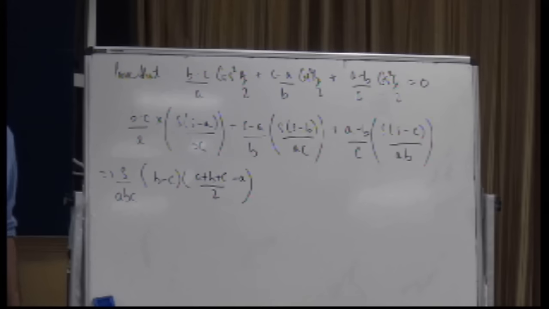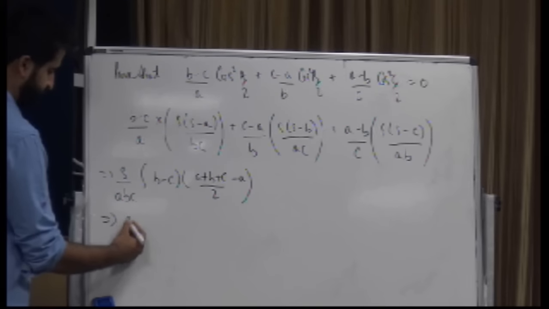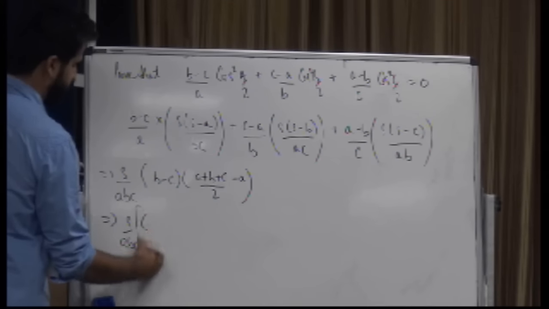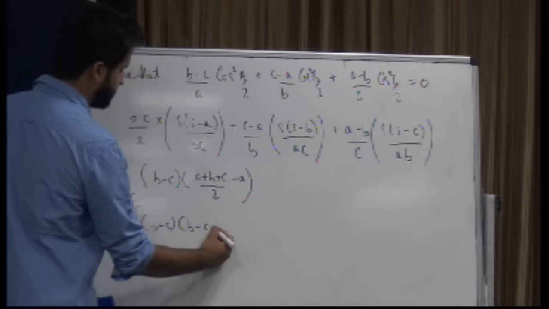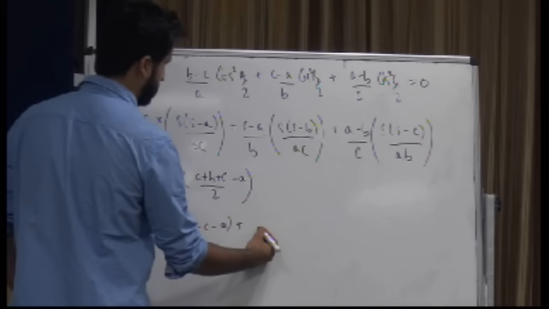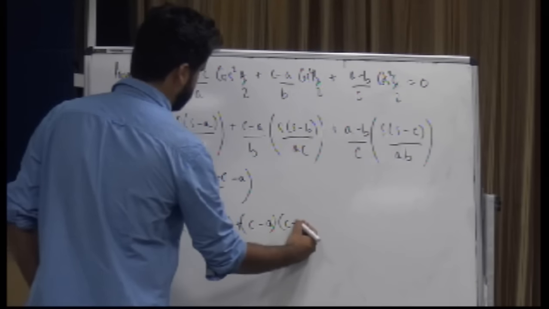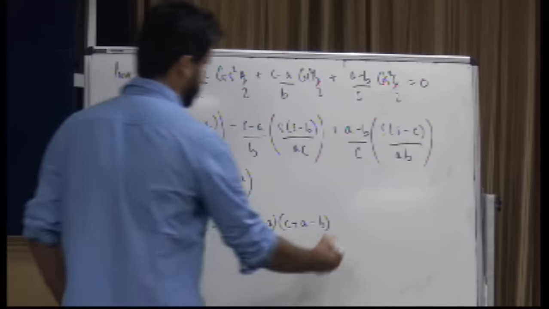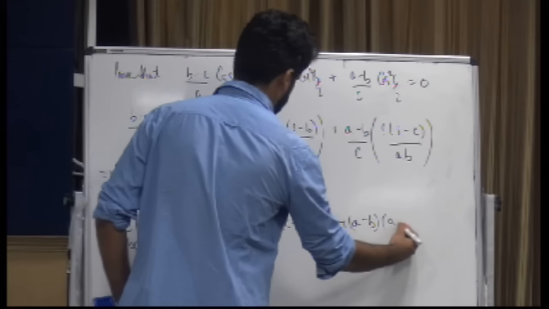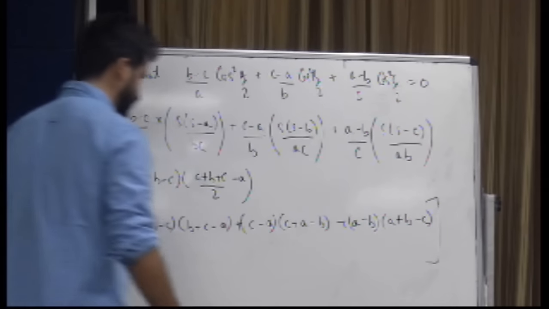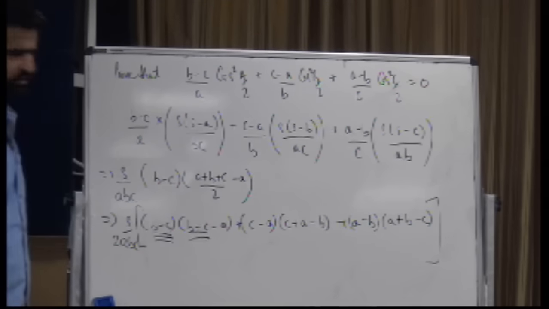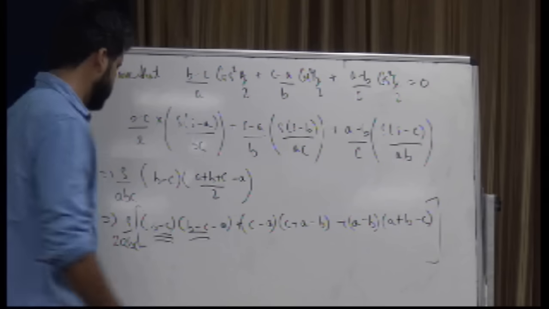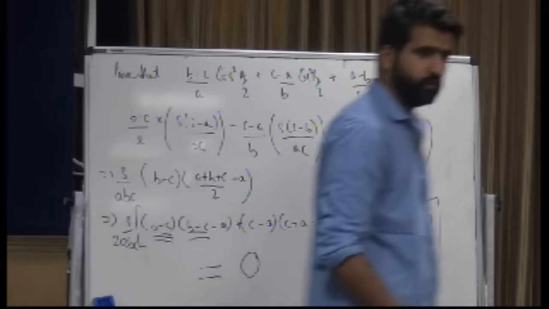And what is this equal to? B plus C minus A by 2. So you get the sum of B minus C, and let's take 2 also common. B plus C minus A plus C plus A. If you multiply these two terms, you will get B square minus C square in the cyclic order, and they will all cancel out, and similarly these will all cancel out. So this is equal to 0 finally.